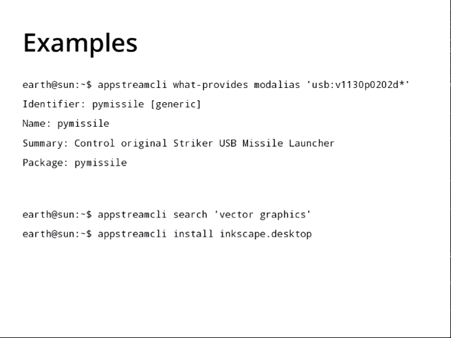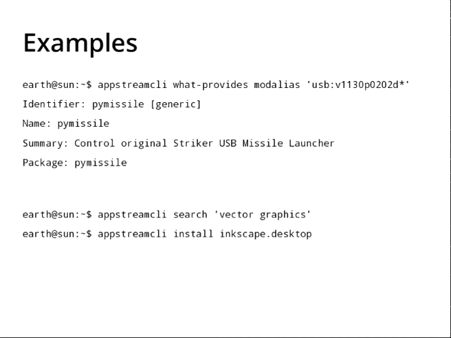So a few examples of what you can do with AppStream. You can, for example, check what applications provide a certain modalias handler. For this one in particular, you have a PiMissile, which can make use of this device. Then you can search, have a full text search.